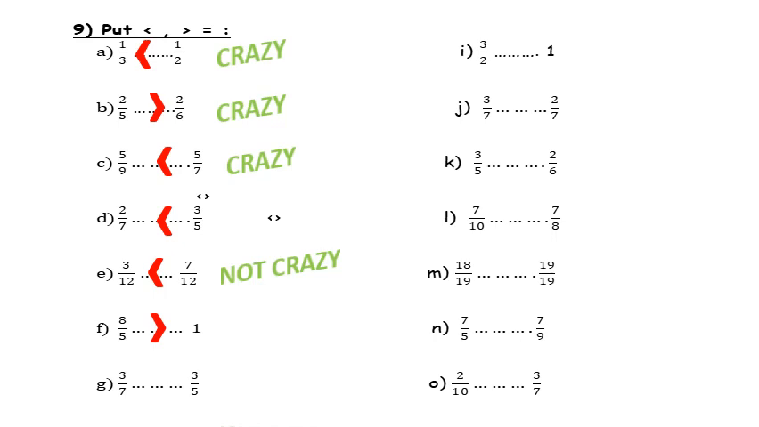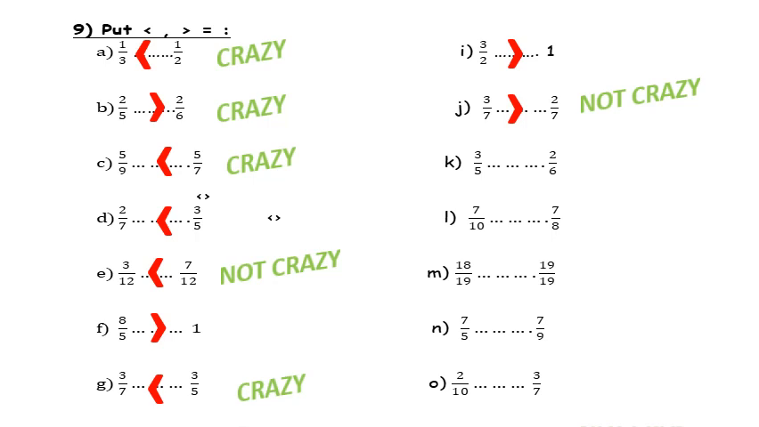Number G, 3 out of 7 and 3 out of 5. This is a crazy fraction. 3 out of 5 is greater than 3 out of 7. Number I, 3 out of 2 and 1. Which is greater? 3 out of 2 is an improper fraction. That means 3 out of 2 is greater than 1. As I said before, any improper fraction is greater than 1. 3 out of 7 and 2 out of 7 is not crazy. That means 3 out of 7 is greater than 2 out of 7.